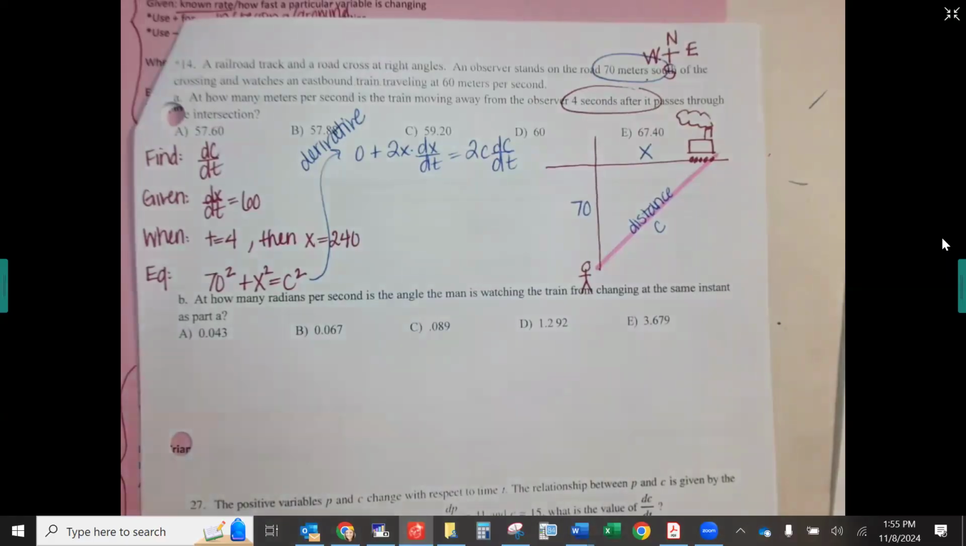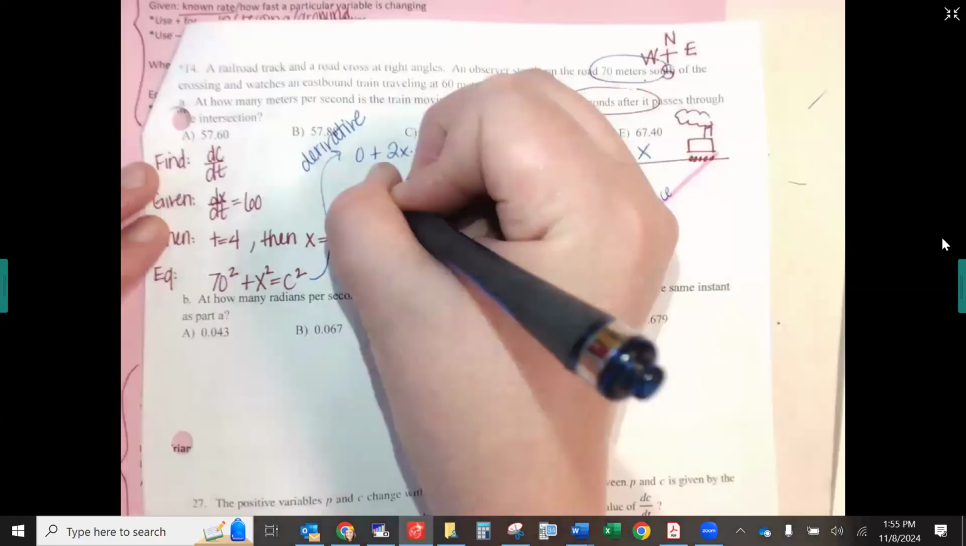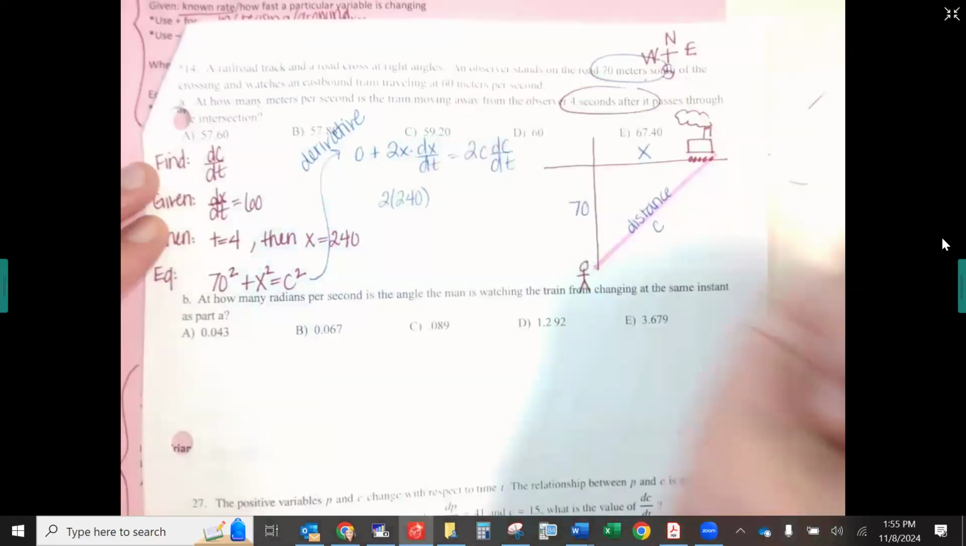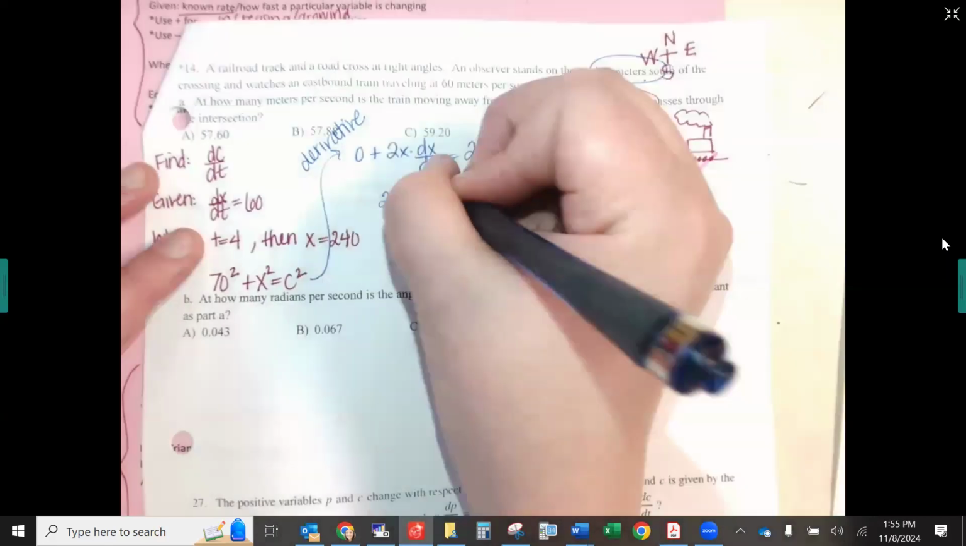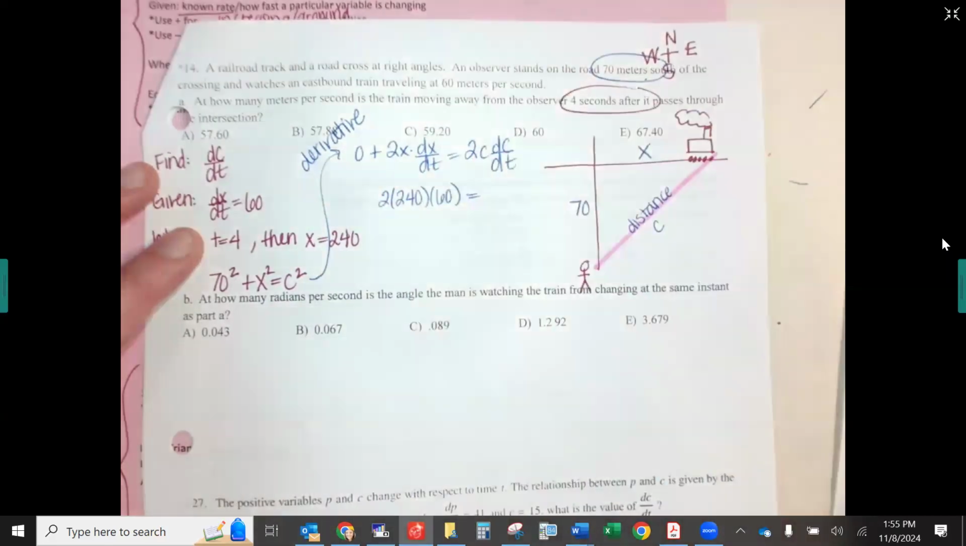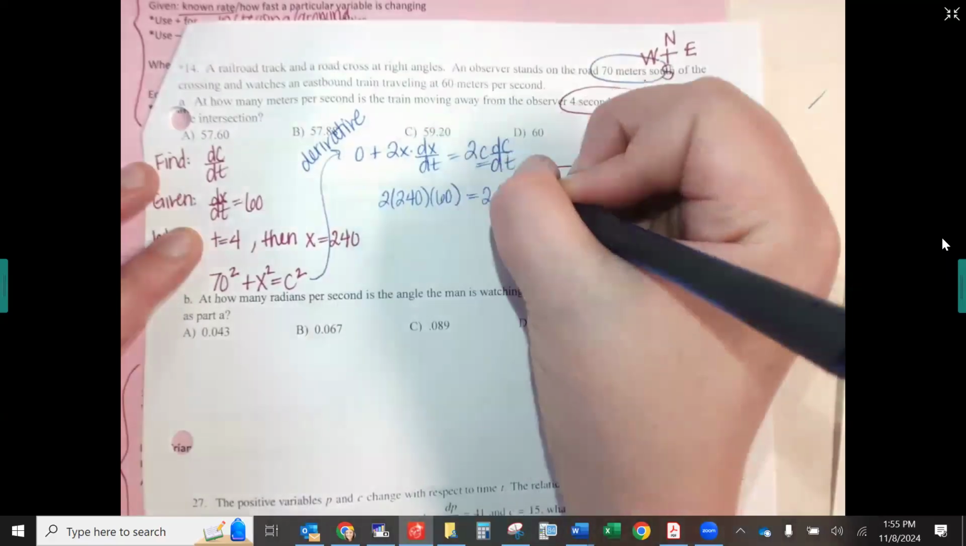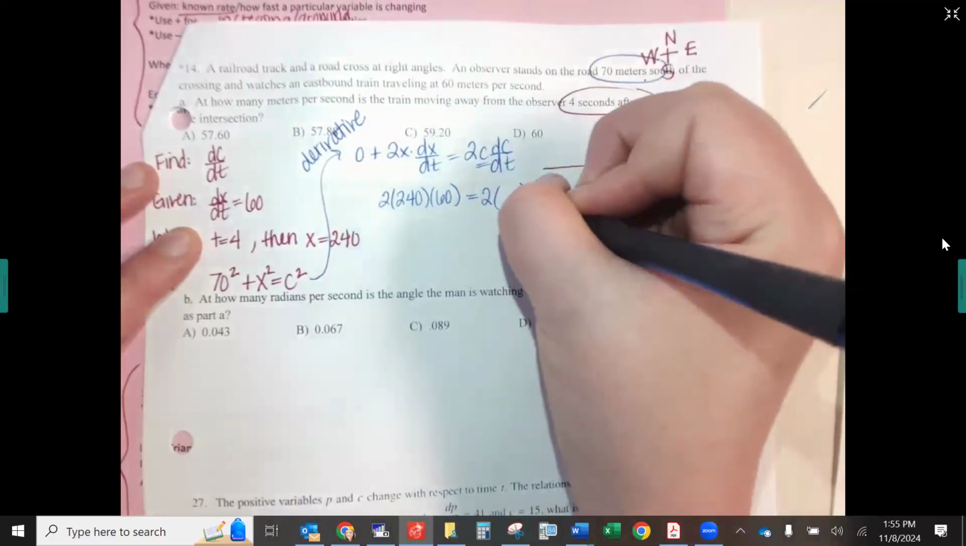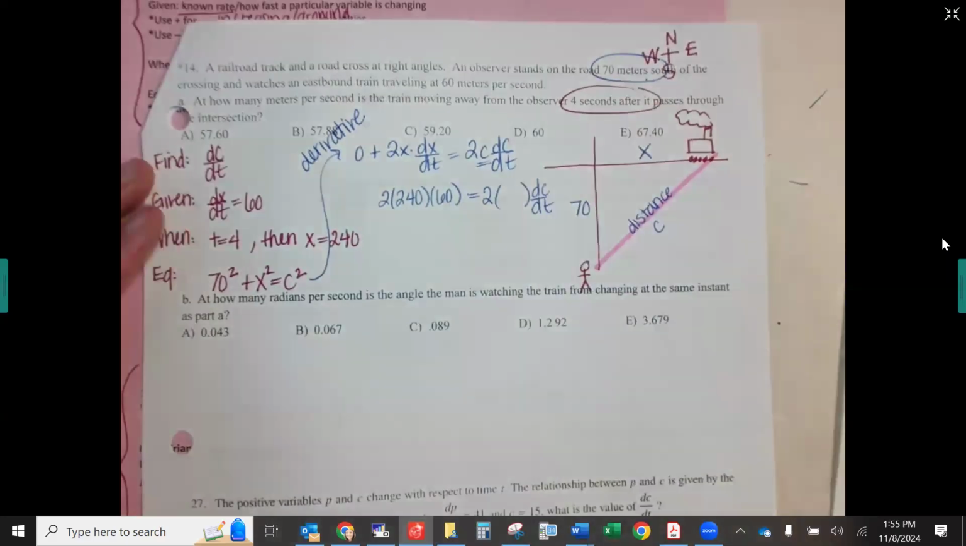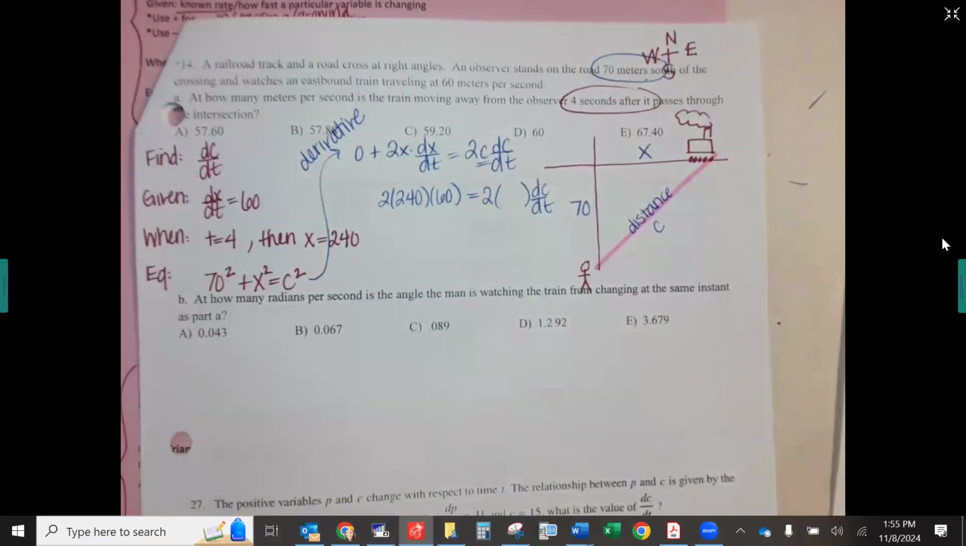So for my when, I know my x is 240. I know my dx dt is 60. And then when I get to my c side, I notice that I don't know that. So look back at your pink sheet as I plug in. Okay, I'm expecting not to know dc dt because that's what I'm trying to find, yeah? Okay, but c, I should already know that.